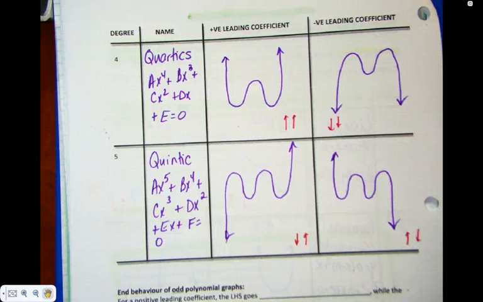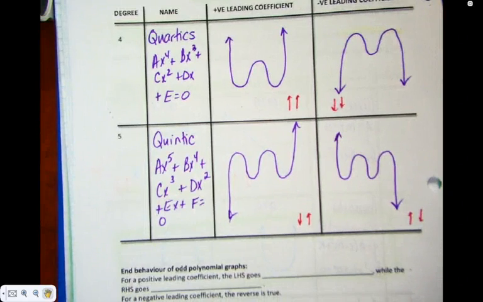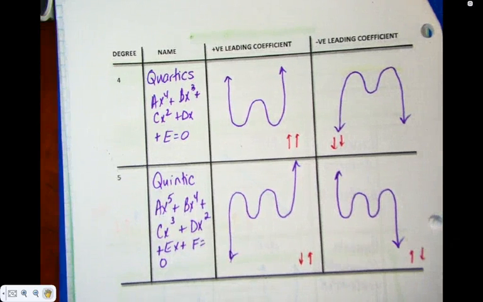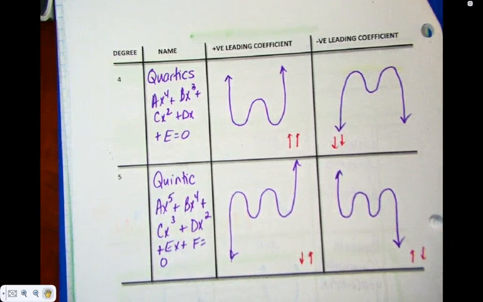We could do an x to the 6, which doesn't have a fancy name because we stopped naming them after 5. If we did an x to the 6th, what do you think the end behavior would be? Up, up, down, down. How many max mins do you think it would have? 5.